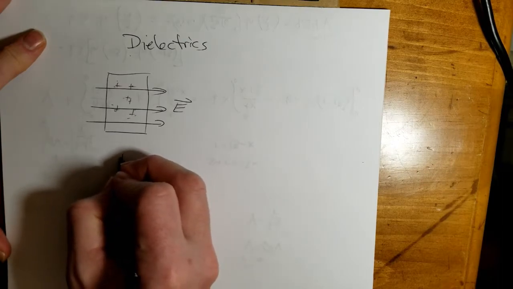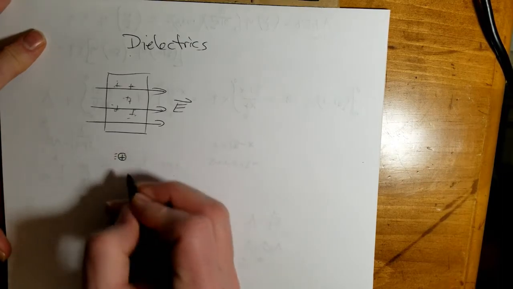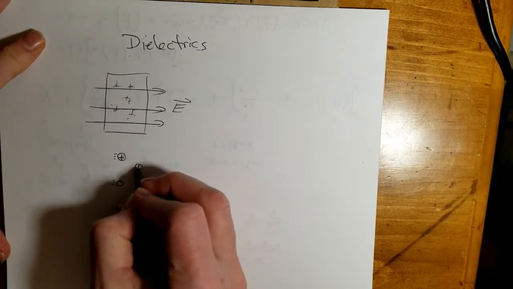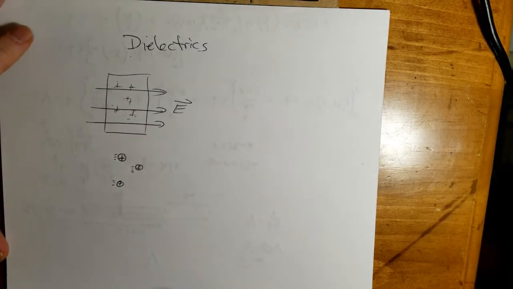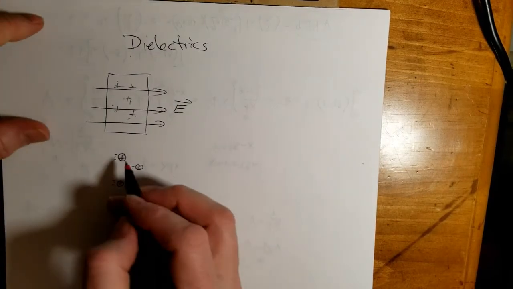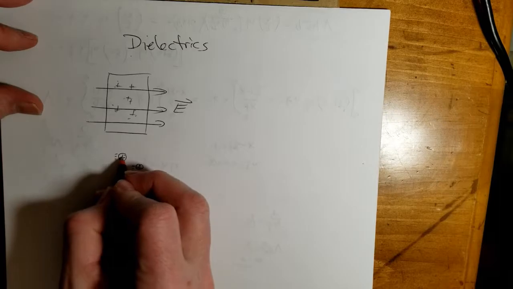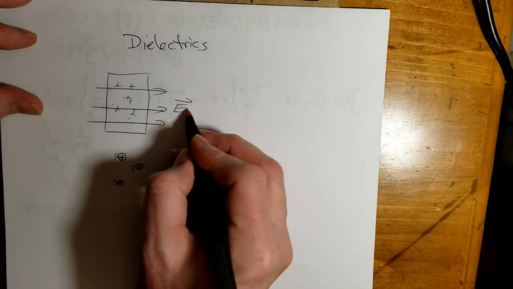And so what's going to happen here is I've got my positive nucleus here, and then I've got negative charges that are all going to start moving onto the other side. Recognize that these themselves create an electric field, and so this is going to create an electric field going opposite the direction of the external electric field.